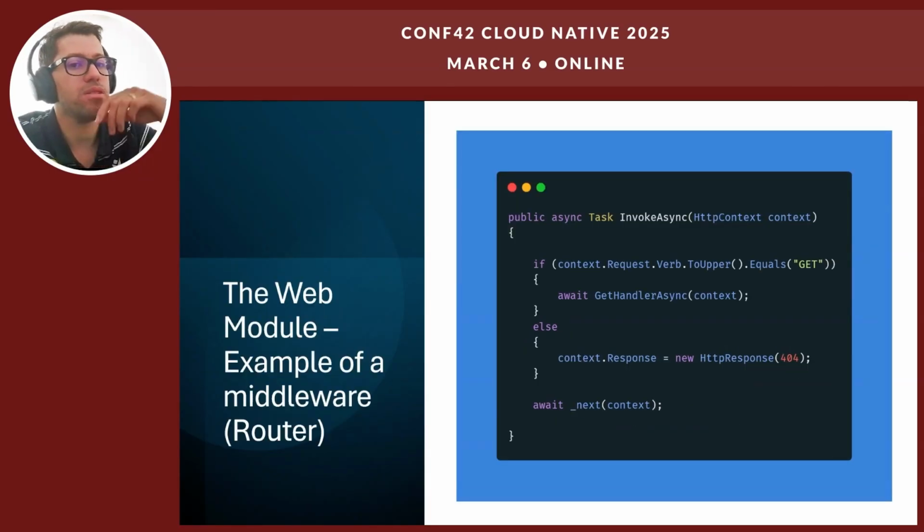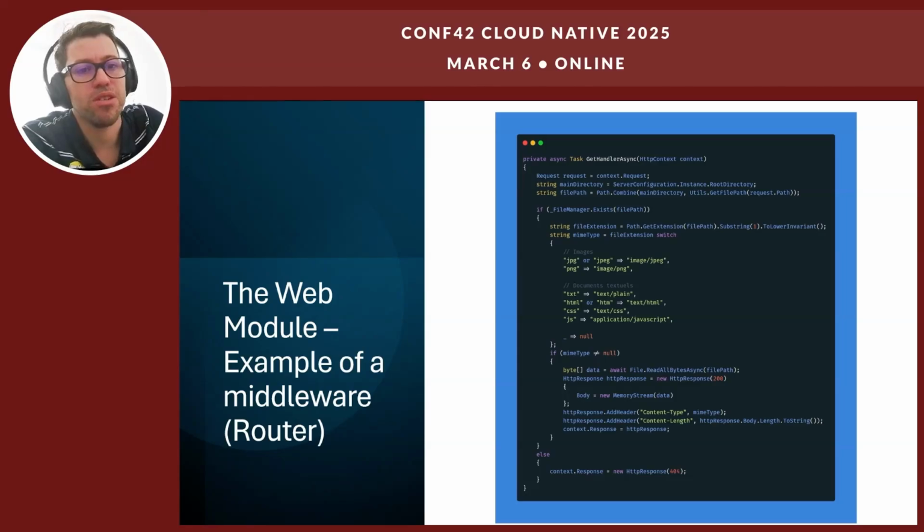We can have a look at how middleware works. So here is a simplified version of the router middleware. We will check the HTTP context for the request and what verb is used. If it's a GET request, we will handle it. Otherwise, we will not manage it in our case, so we will just return an HTTP response with the code 404. After, we call the next middleware in the pipeline with await next and passing the context as parameter.